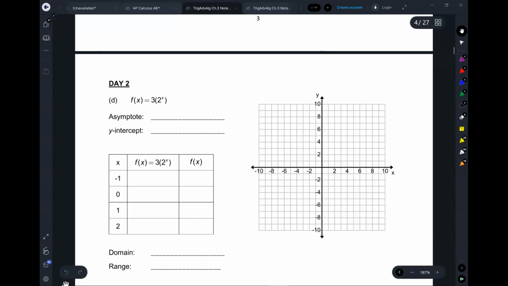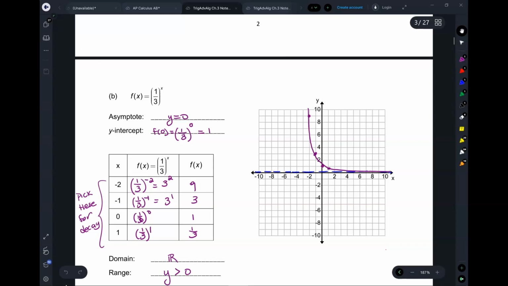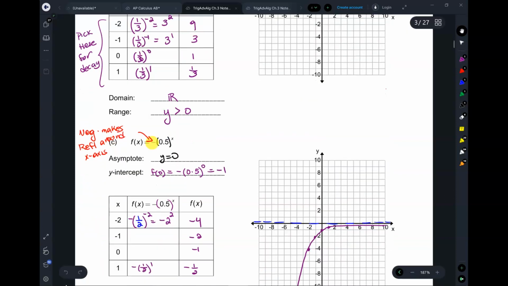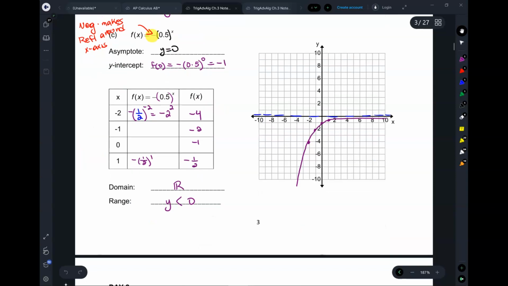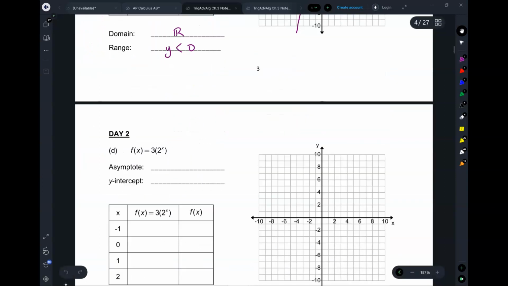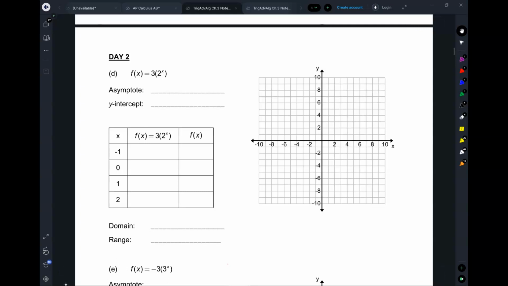So last time we started graphing, and we basically had a constant raised to the power of x. The only variation from that is we had a negative out front, which gave us the reflection around the x-axis. Today we're going to add to that, right? So this first example, we have 3 times 2 to the x.